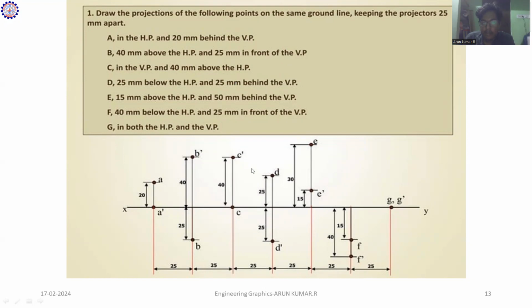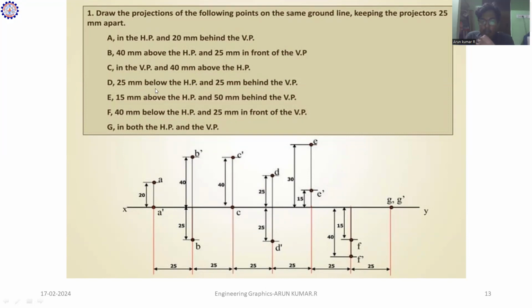Okay, in the second quadrant we move to the D point. The D point is 25 mm below HP and 25 mm behind VP. What is the meaning of 25 mm below HP and 25 mm behind VP? Both are lying in the third quadrant. Below and behind are the keywords for the third quadrant. The below value is 25 mm and the behind value is also 25 mm.